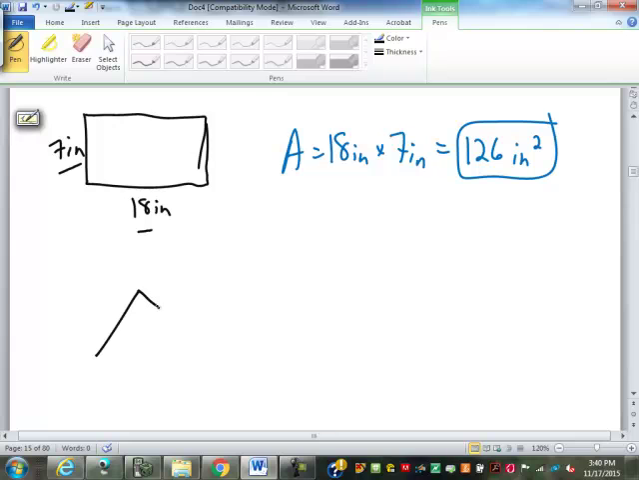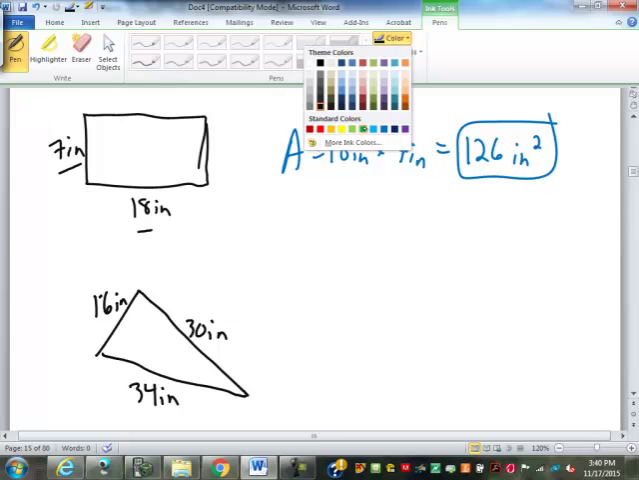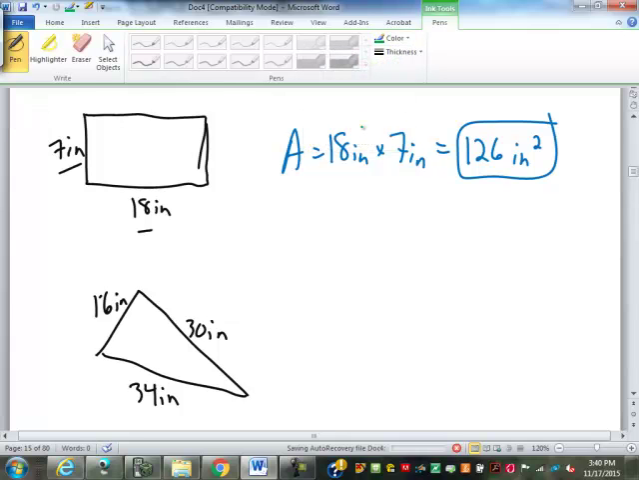For a triangle, how would I find the area of this triangle? Base times height divided by 2. We're thinking of it that way because it's half of the related rectangle. Here, what's the base and what's the height? We don't know. Okay? It depends on where the right angles are. If there's a right angle, right?